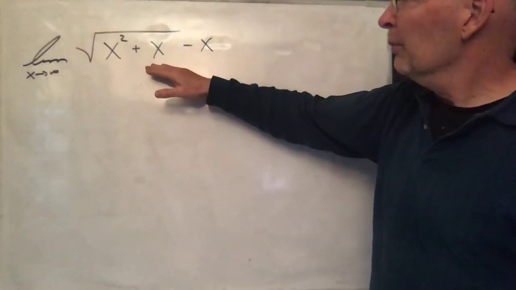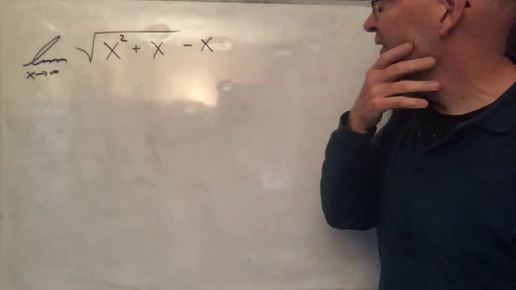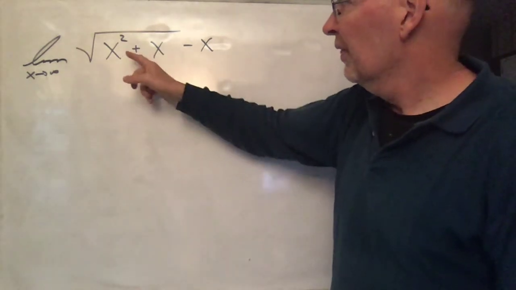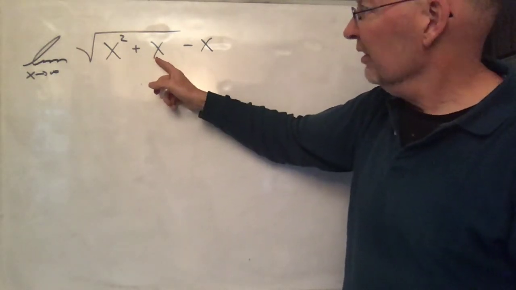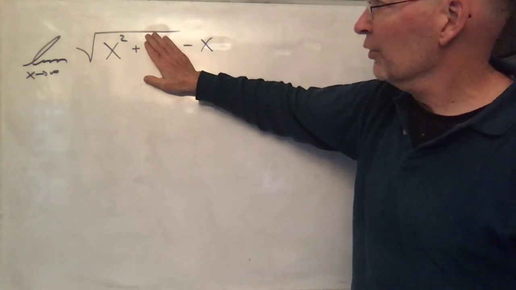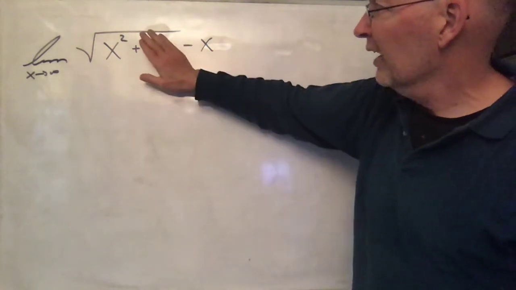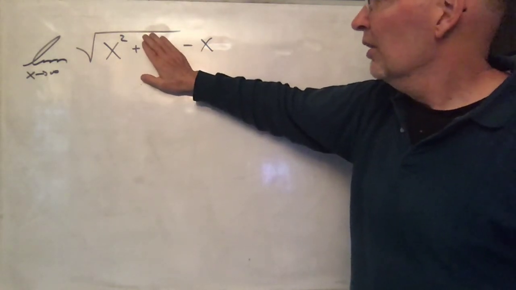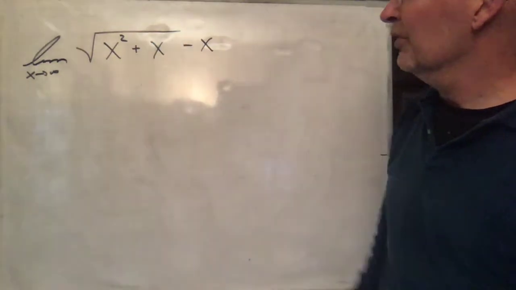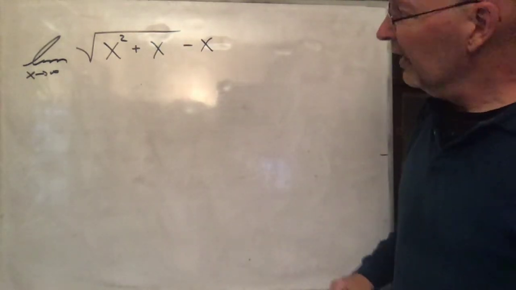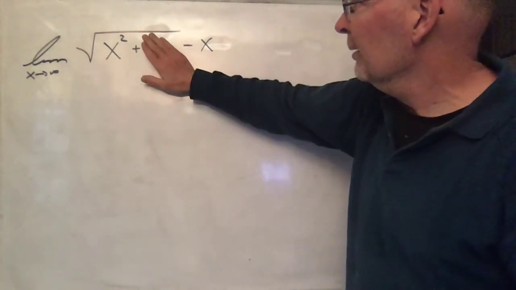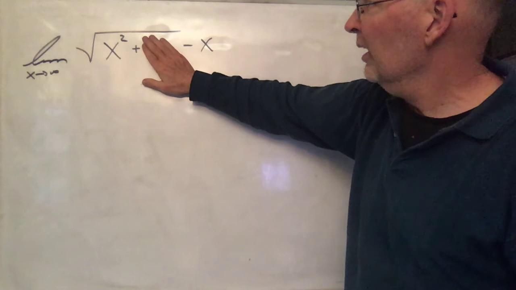I love this problem because you could convince yourself of 2 different answers. Some people say, well, it might be 0 because this is much more important than this. So if you just kind of get rid of that, then you have the square root of x squared, which is x. Here you have x. X minus x is 0. So maybe this is really insignificant and you get x minus x, which is 0. That's one possibility.